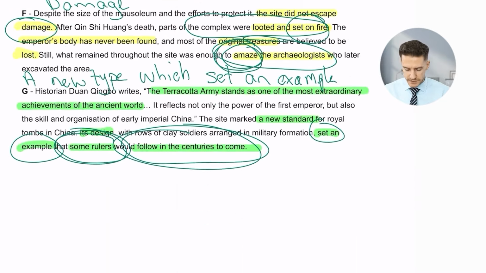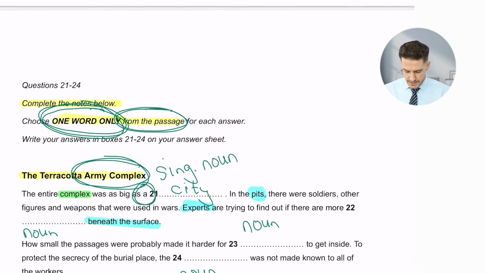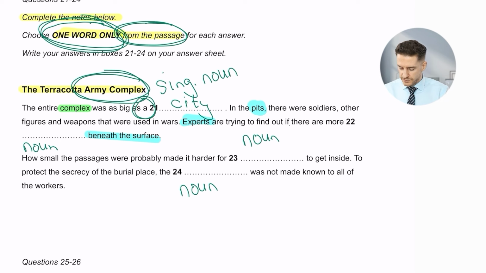So let's have a look if it fits. So experts are trying to find out if there are more tunnels. Let's put that in. Beneath the surface. It looks good, and make sure you've got that S, okay? If you just put tunnel, that would be incorrect and you would not get that mark, okay? So always remember, put your S in if needed. All right, let's keep going and let's continue with the next question.